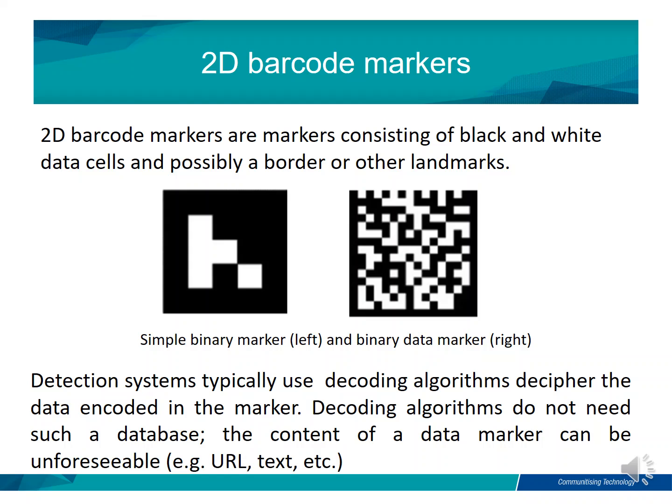Basically, when users or developers use this 2D barcode, the detection system for this kind of 2D barcode typically uses a decoding algorithm, where the data is encoded in this marker. The data is encoded in this pattern of the barcode. This kind of decoding algorithm does not need a database, because the content of a data marker can sometimes be unforeseeable. It means it cannot be seen, for example, as a URL, as a tag, etc., as a content.